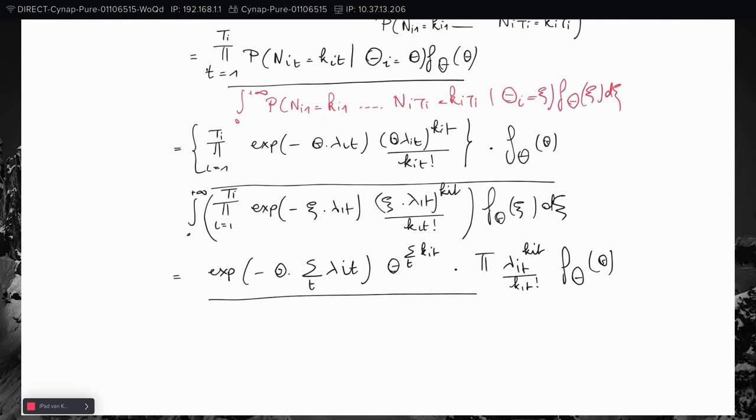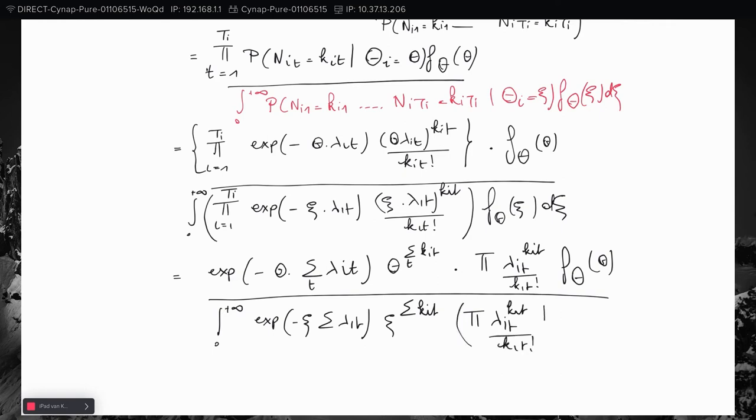And then I need to divide again by the integral from 0 to plus infinity of the exponential of minus xi times the sum of the lambda_it, xi to the power of the sum of the k_it, and again I've got the product of lambda_it to the power k_it divided by k_it factorial, and I've got my f of theta evaluated in xi, integrating over xi.